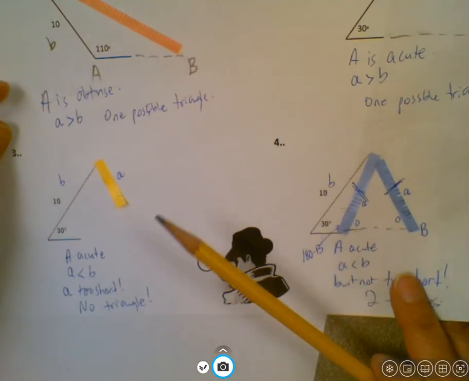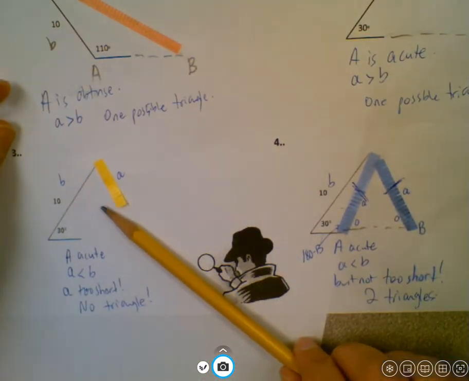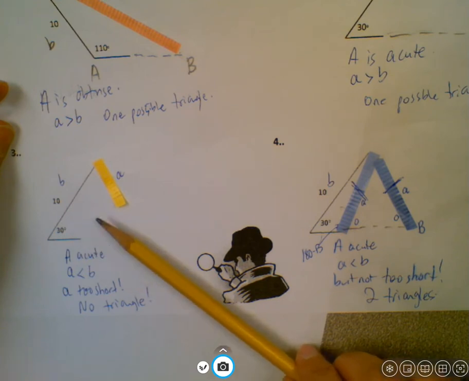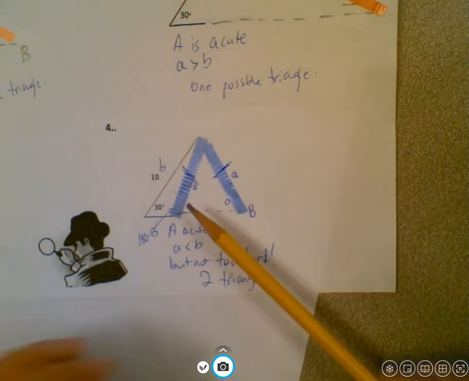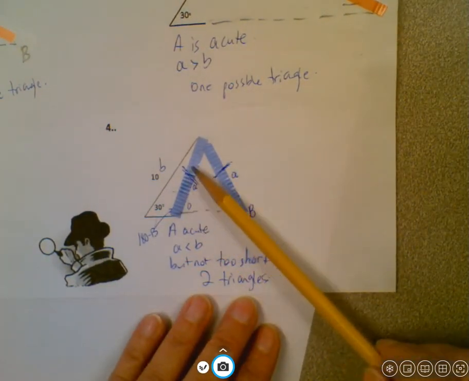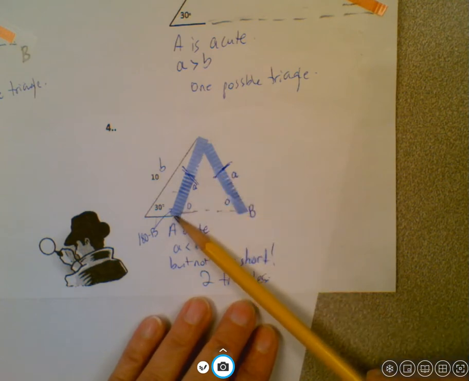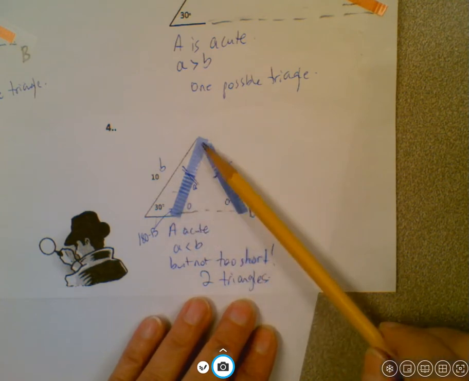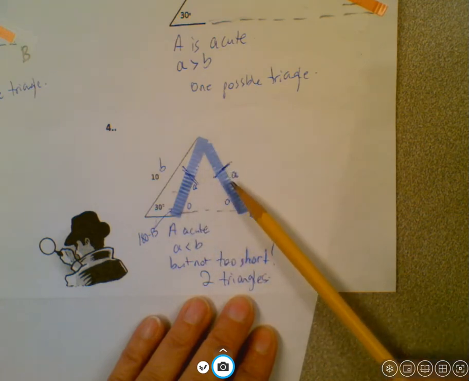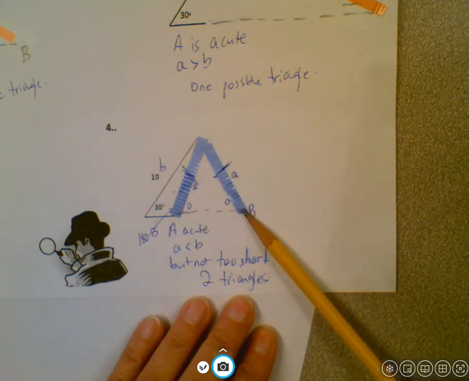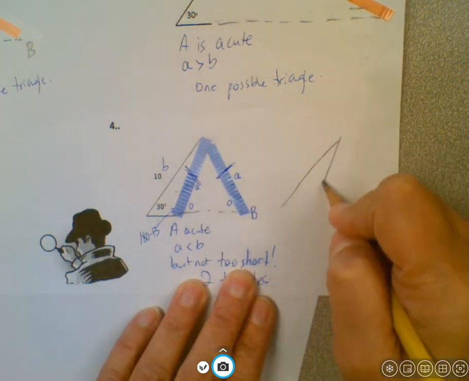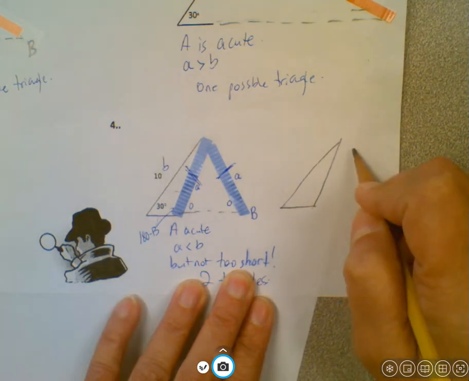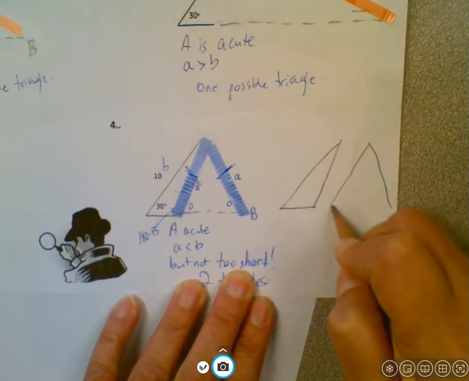In the case of the yellow one, it was too short. It didn't meet up. So it's not only that A is shorter than B, but A is way too short. You can't make a triangle. And this one over here, A is shorter than B, but it's not too short. It actually does meet up with the base, but you can meet up with the base on this side, or you can also rotate it so that it meets up with the base on this side. So you end up with two triangles. You end up with an obtuse triangle, and also an acute triangle.